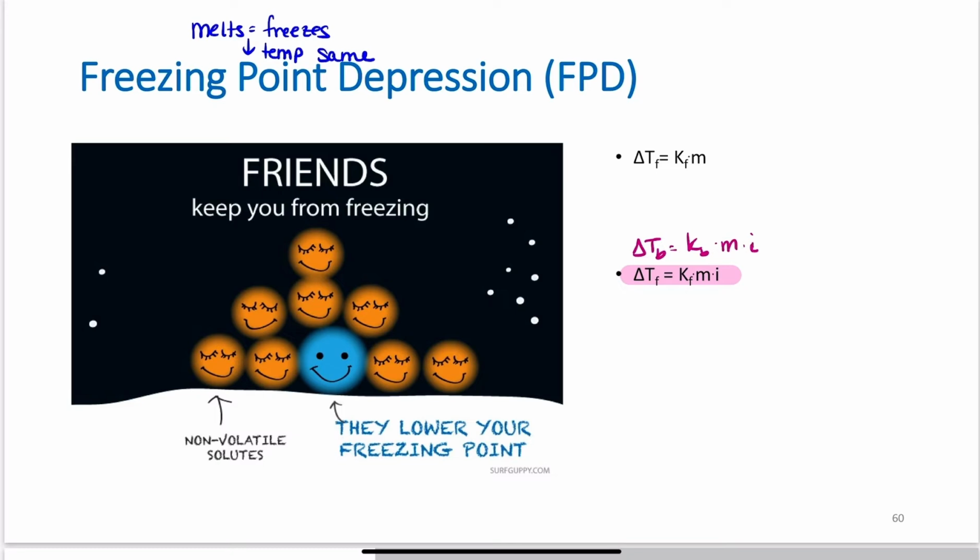Also realize that this is calculating the change in temperature. So it's going to give you a small value. You then need to subtract that value from the actual freezing point of the pure solvent to figure out the new freezing point of the mixture.